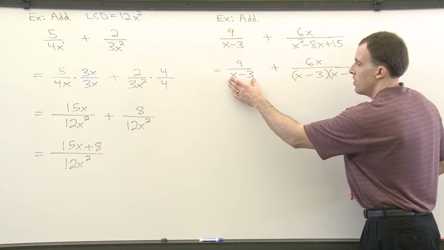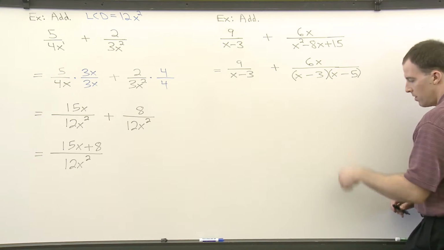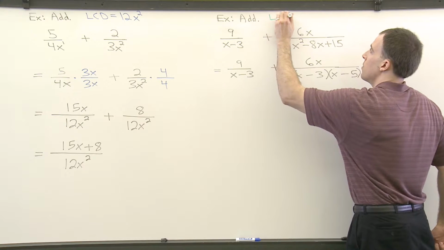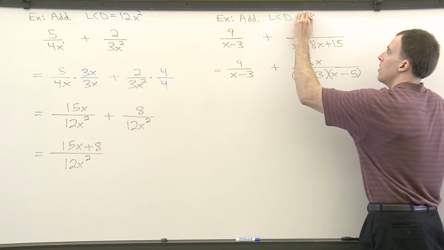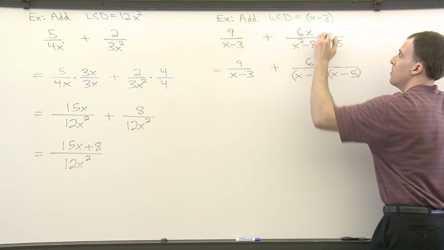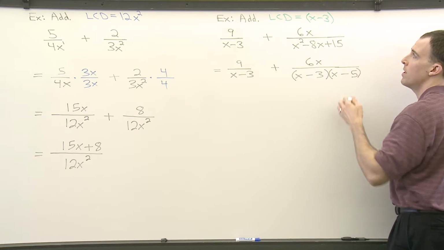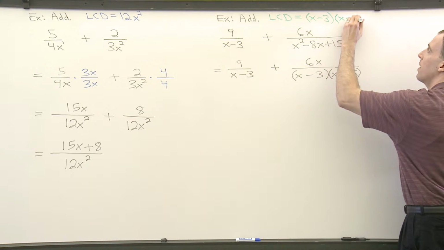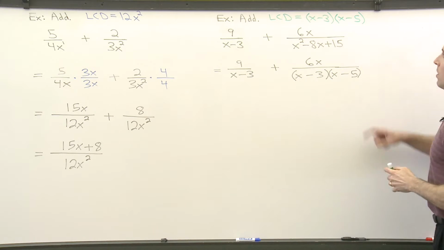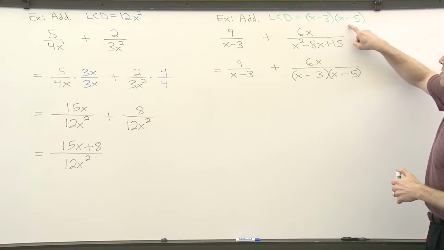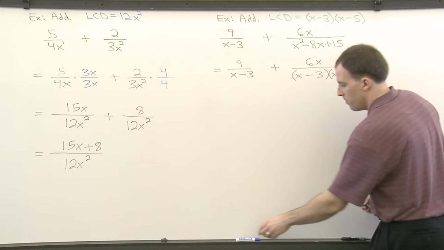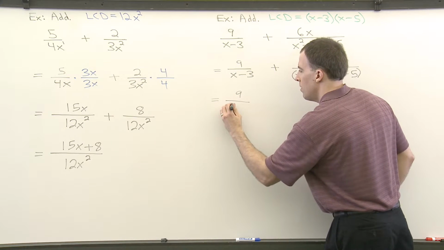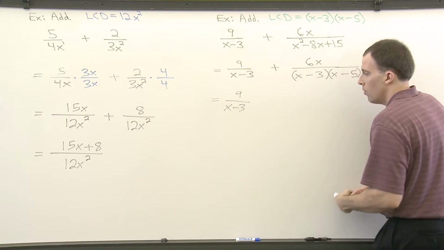Looking at our two denominators now, we have x minus 3 and then x minus 3 times x minus 5. The least common denominator of these two fractions needs an x minus 3. There's a single x minus 3 in both denominators, so we need a single x minus 3 for the common denominator. And the common denominator also must have the x minus 5 factor from the second denominator. This is our goal. We want both denominators to look like this, something over x minus 3 times x minus 5 for both fractions.